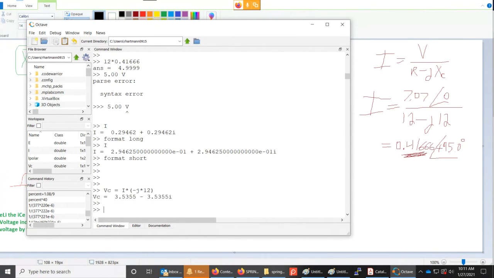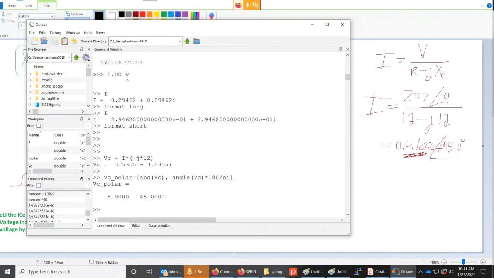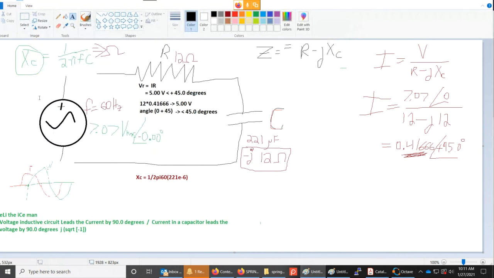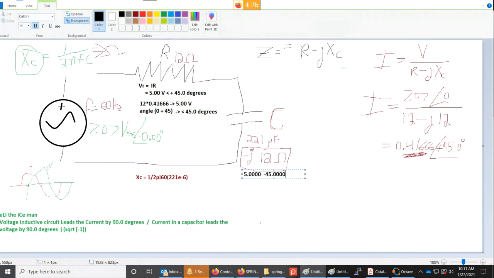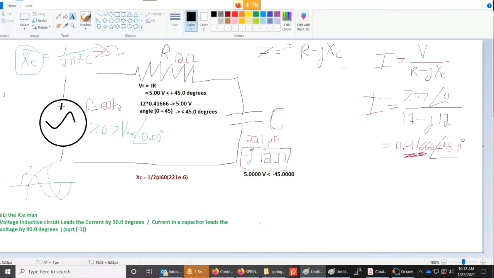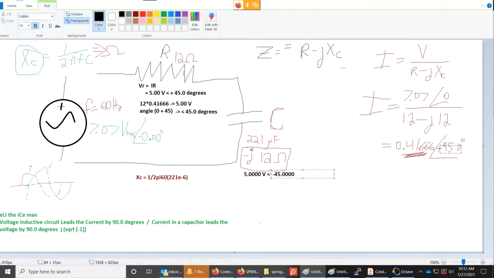Now, again, if I come up here and change this, I really like this software because I can just change the R's to C's and get my values. So now notice that the polar value here is 5 volts at an angle of minus 45 degrees. Notice that this is minus 45 degrees, but the current is at plus 45 degrees.